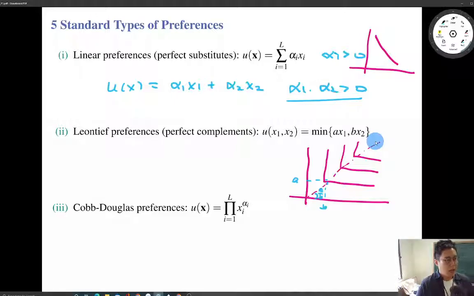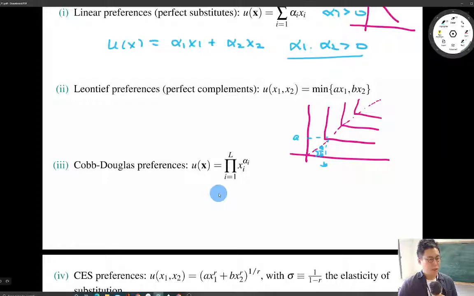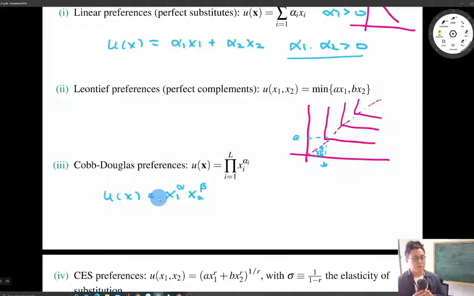Okay, and the third type is Cobb-Douglas preference. In the case of two goods, it has x1 to the power alpha and x2 to the power beta. In the case of L goods, we can use, how do I call this? I forgot the exact name, but it's a product of these terms. So in the case of two goods, Cobb-Douglas preference exhibits this kind of utility function.